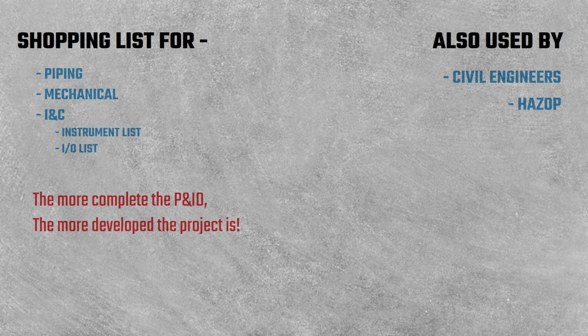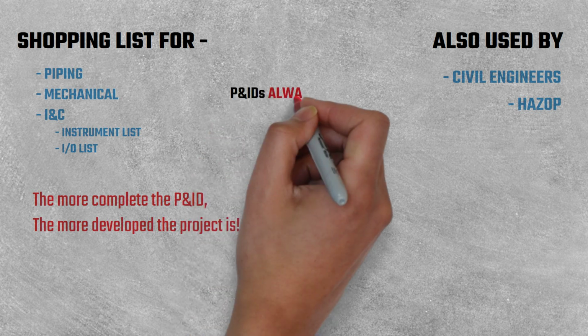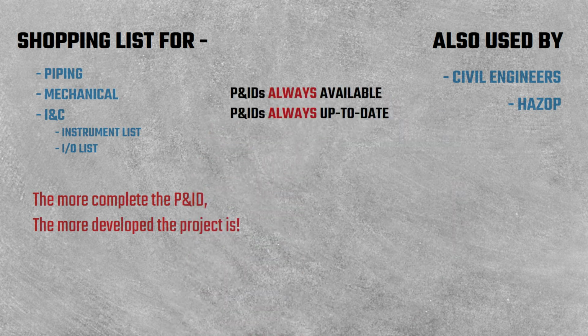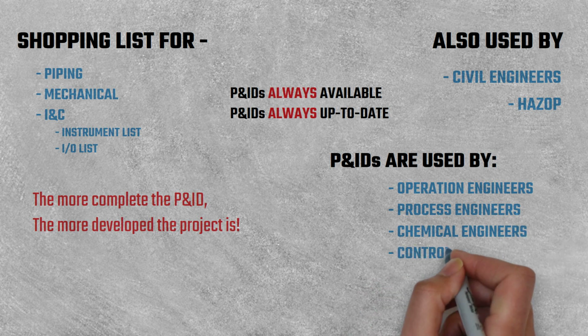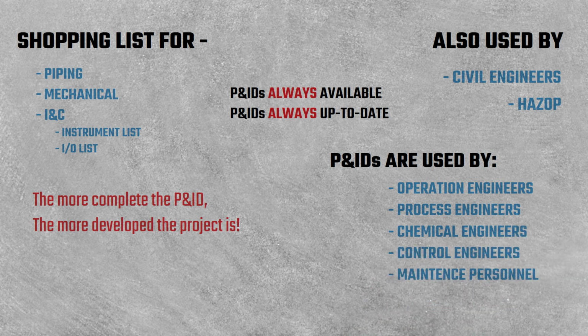P&ID has been used during construction to solve a wide variety of problems from tank nozzles to insulation and paintings. However, where well-prepared documents are available, there is less need for P&ID during the construction. Adding to it, in the operation of the plant, the P&ID is the main document and it is always available and up to date. To sum up, P&IDs are used by operational personnel, process engineers, chemical engineers, control engineers, maintenance personnel and other stakeholders.